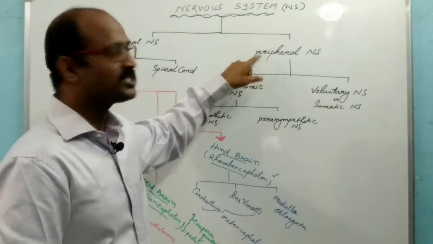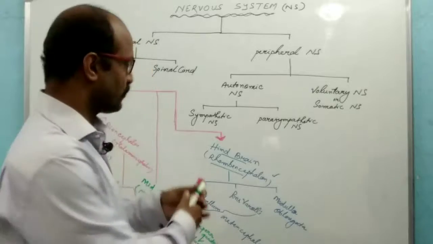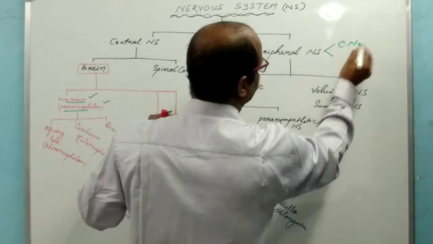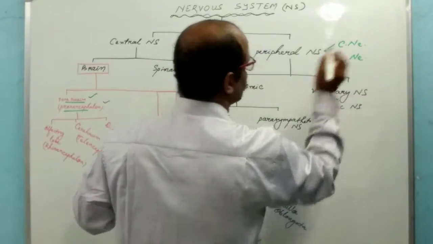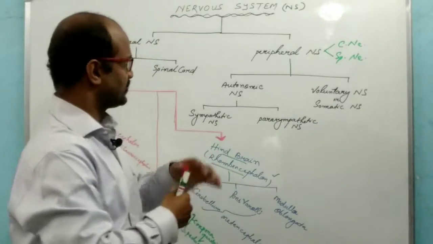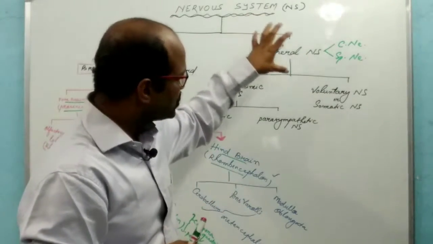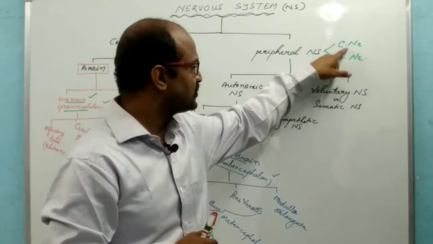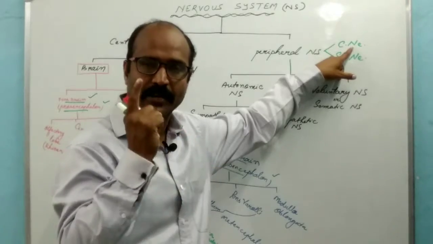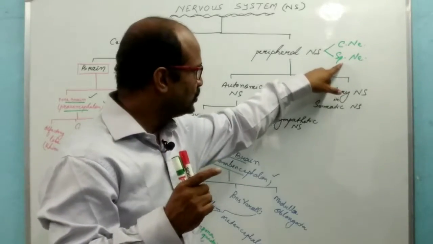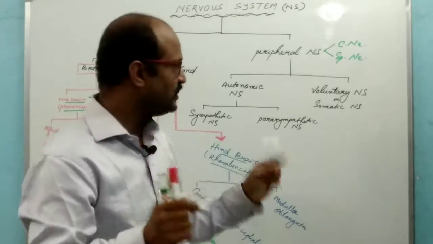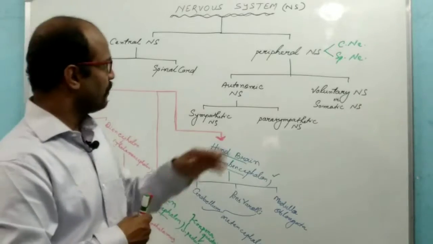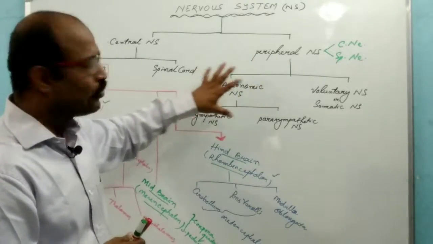So the peripheral nervous system comprises cranial nerves and spinal nerves. So this is the structural part. The cranial nerves arise from the brain, and the spinal nerves arise or develop from the spinal cord. But on the basis of function, the peripheral nervous system is divided into two parts.